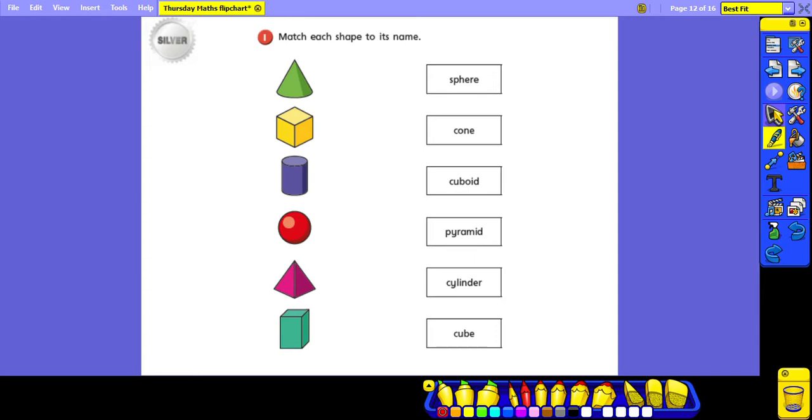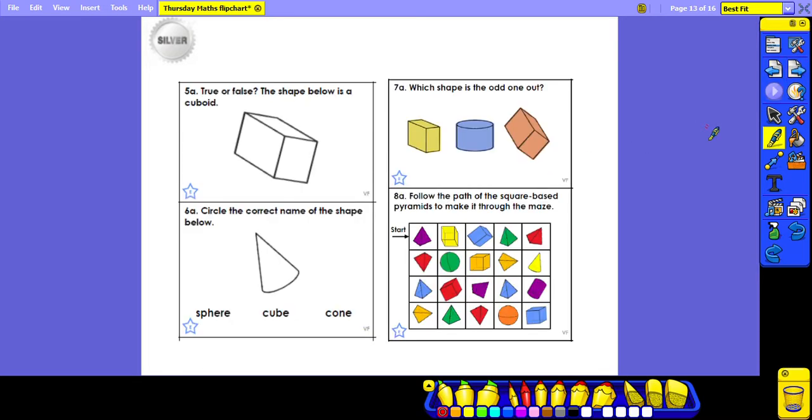Okay, so here are your questions for today. For silver, you need to match each shape to its name. So use a ruler to draw a line from the shape to the correct name. And then you have got some more varied fluency questions. 5A, you need to decide if this shape is a cuboid or not. Question 6, you need to circle the correct name of the shape.